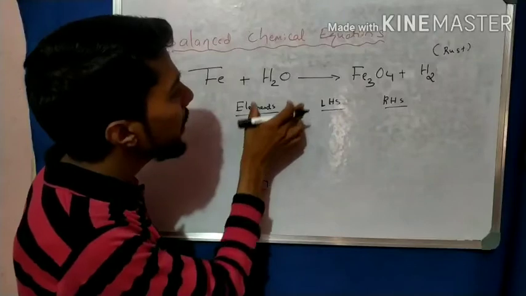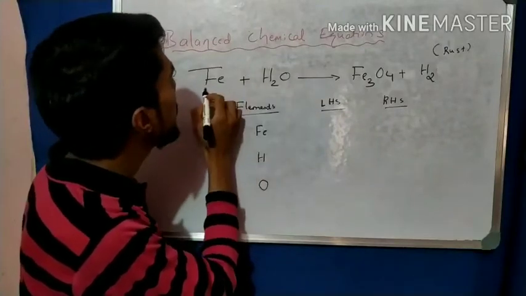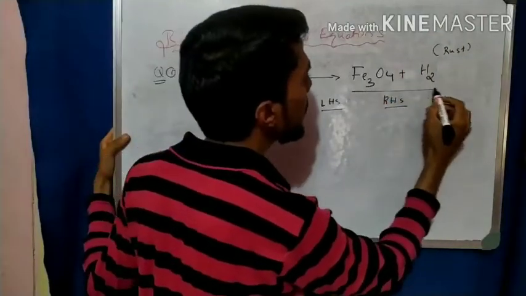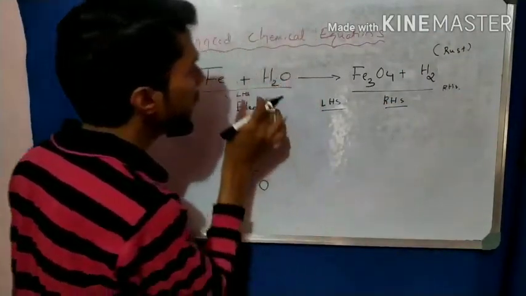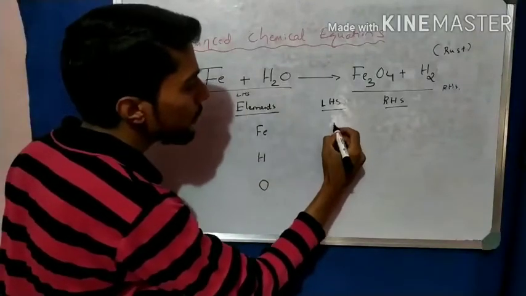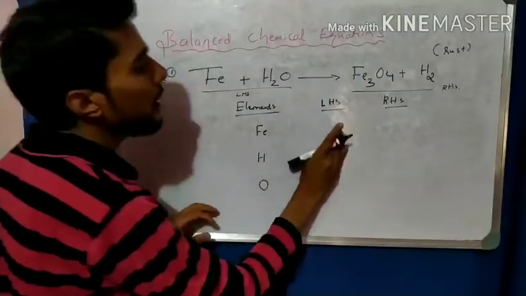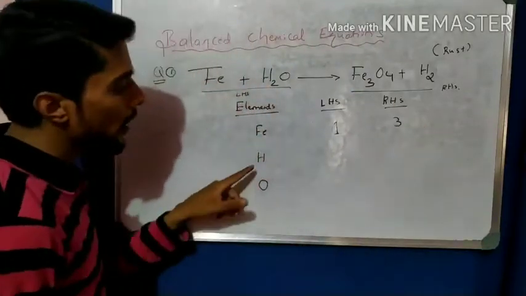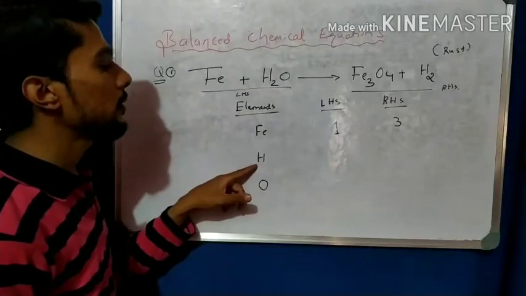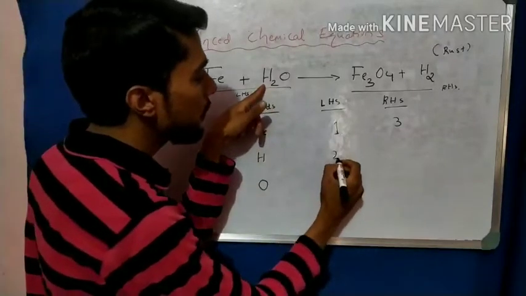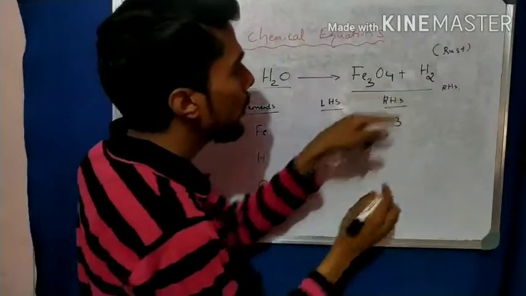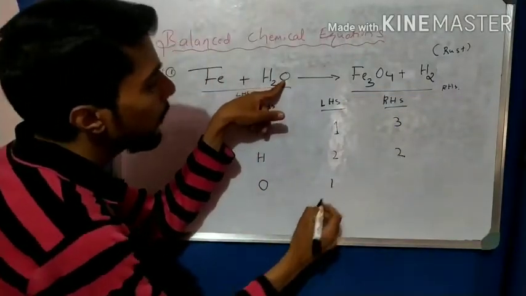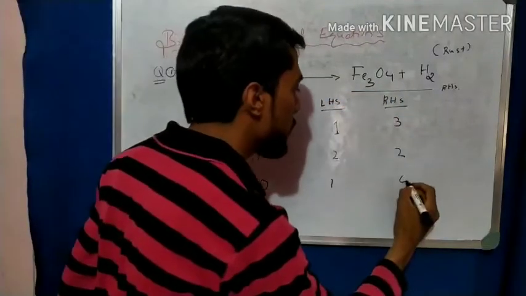Next, Fe. How many Fe are present on the LHS side? This is the LHS side, and the other side is the RHS side. So see, on the LHS side, Fe is only 1. Next, on the RHS side, how many Fe are there? Fe is 3. Now hydrogen on the LHS side is 2, and on the RHS side, in the water, 2 is there. It is actually balanced. Next, oxygen 1 is there, but on this side oxygen 4 is there. So it is totally unbalanced.